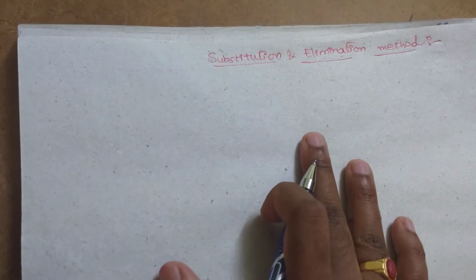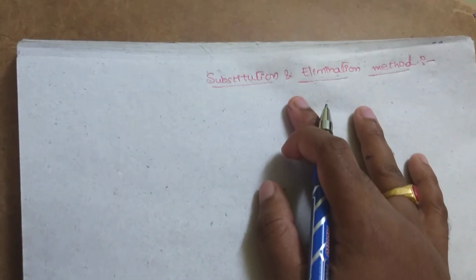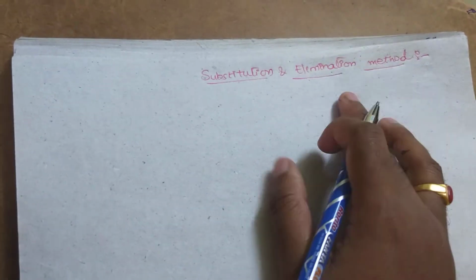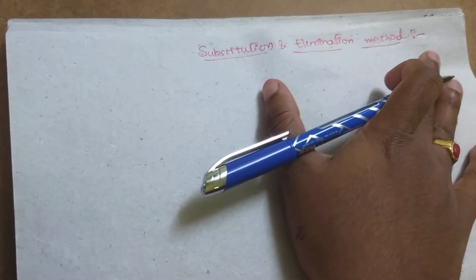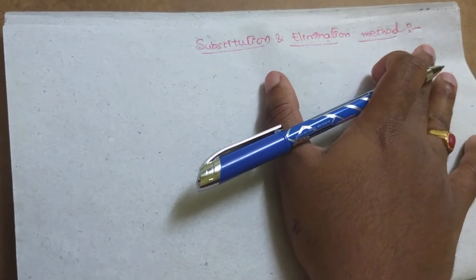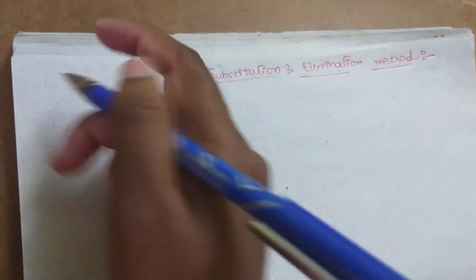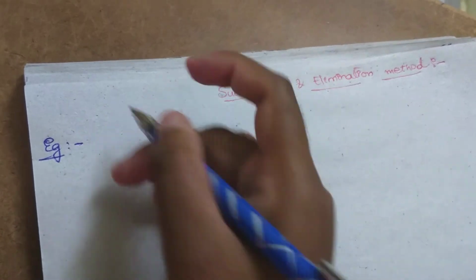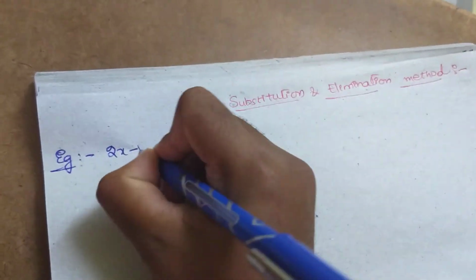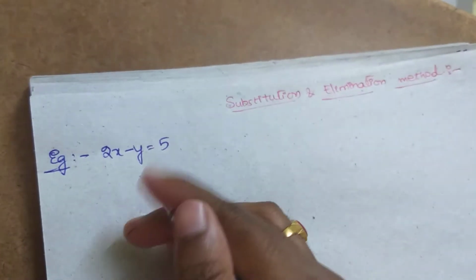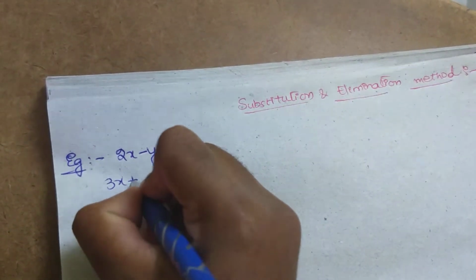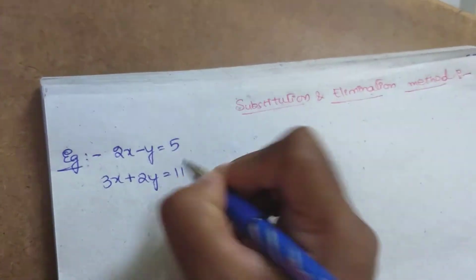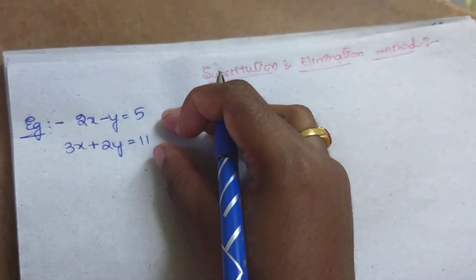Hello friends, in this video let us solve the equations using the substitution and elimination methods. So what are these two methods? Let me explain with the help of an example. Let us take the example of a pair of linear equations. Suppose 2x minus y equals 5 and 3x plus 2y equals 11. Let us consider these two as linear equations.